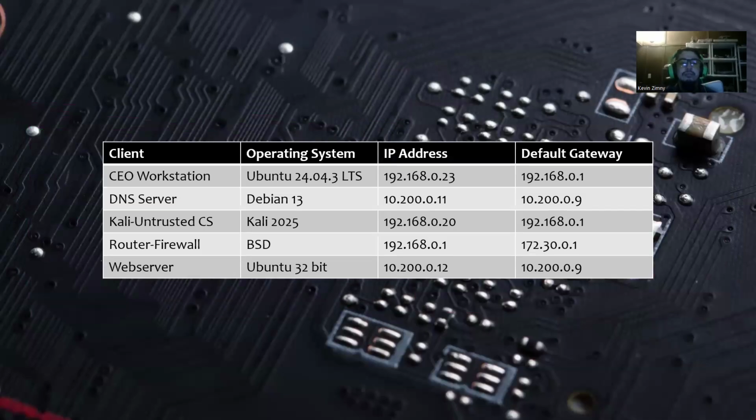Now here we have the machines with their operating system, their IP addresses, and their default gateway. So for example, the CEO workstation is running on Ubuntu 24.04.3 LTS with the IP address of 192.168.0.23. And the same rules follow for each of the following machines.